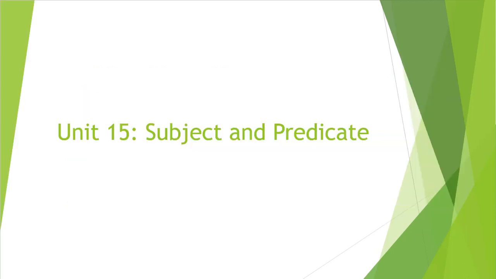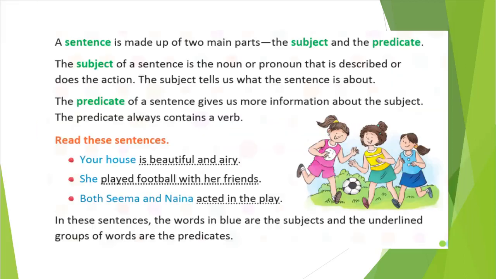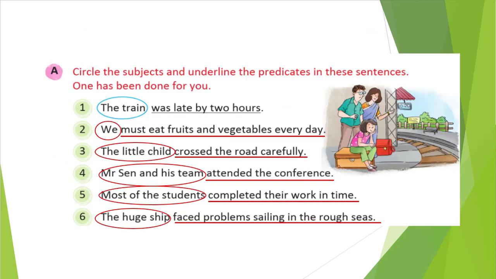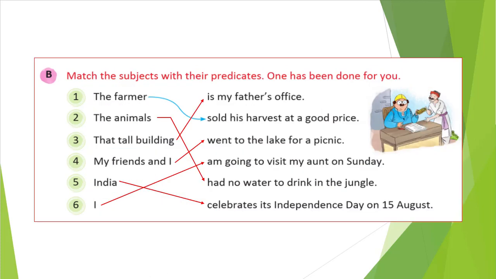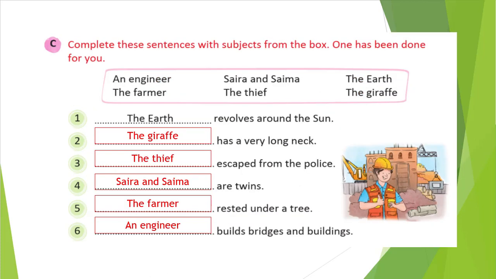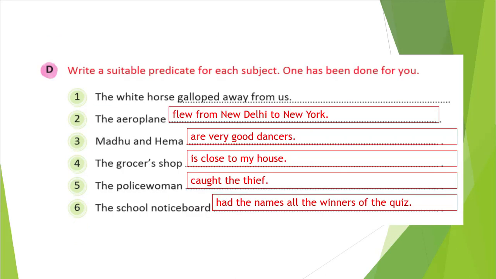So we have studied in unit 15 what a subject is, what a predicate is, how we can identify them, and how subjects and predicates can be matched. Then we saw which subjects are appropriate for a given predicate, and for a subject we wrote a few predicates also, right? So this way we have finished our unit 15.